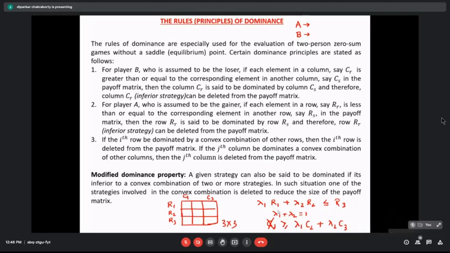Okay, do you follow what I'm saying? Yes, we can delete any one, R1 or R2, but the game solution must exist. So after deleting R1, if you do not get the solution, what can happen? Any one of the probabilities may be negative: x1, x2, x3, or y1, y2, y3. Any one may be negative. If it is negative, then it cannot be the solution. So in that case, we are going to try with R2 then.